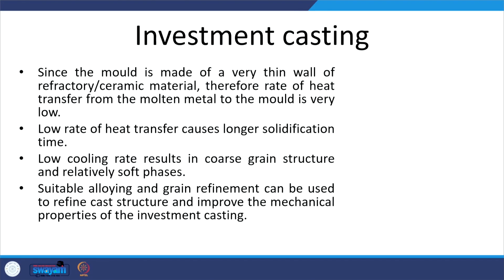Now we can see here, since in investment casting the molten metal is surrounded by a very thin wall of refractory or ceramic material, the rate of heat transfer from the molten metal to the mold is very low. Low rate of heat transfer causes longer solidification time, and low cooling rate therefore results in a coarse grained structure and relatively softer phases. To avoid the coarse grained structure and softer phases, what can we do? We can do suitable alloying with grain refiners. They will help in realizing a finer grain structure and improved mechanical properties of the investment casting products.